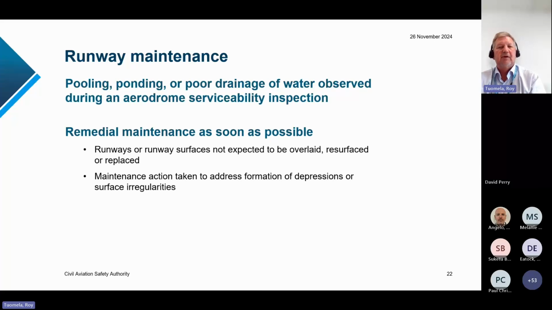However, if pooling or ponding or poor drainage of water is discovered during an inspection, then it's required to undertake remedial action as soon as possible. But again, we're not putting a time frame on that. And the expectation, which we put into the 139 manual of standards through a note, isn't that you're going to completely reseal or overlay a runway. That would be quite expensive, and it's not practical. So the expectation is that you would, as part of your maintenance program, repair depressions and surface irregularities.